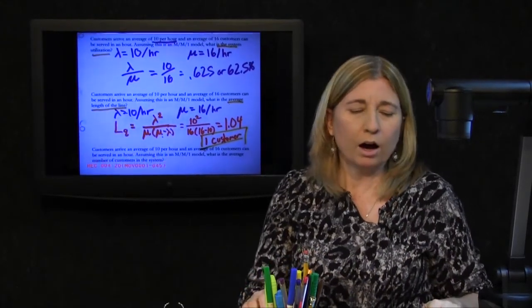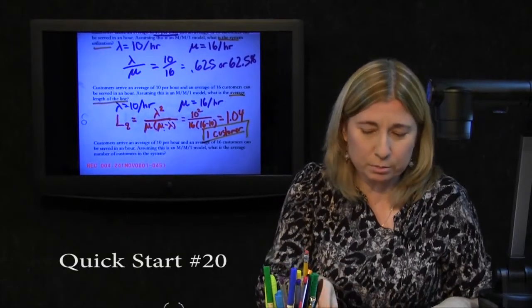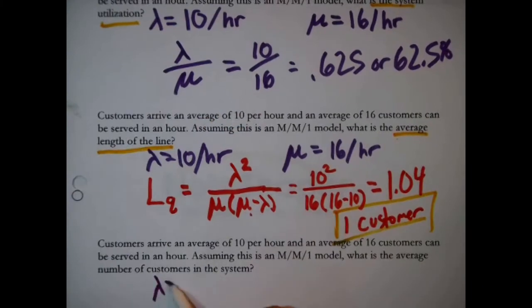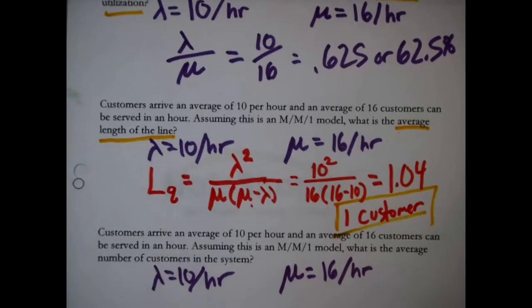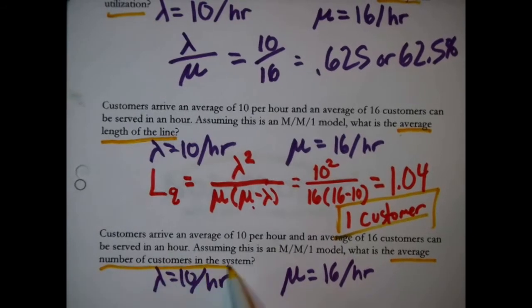Okay. And then the next question is apparently also about this same system, because it's the same lambda and mu. Customers arrive at an average of 10 an hour, and they're served at a rate of 16 an hour. Mu equals 16 an hour. Assuming the MM1 model, what is the average number of customers in the system?